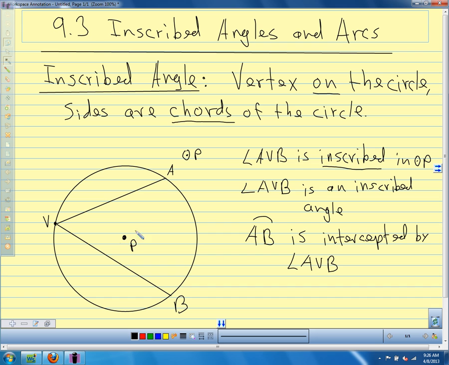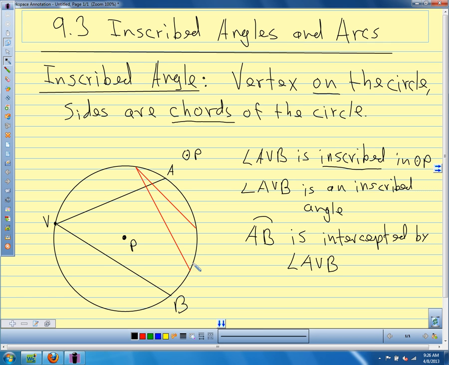And our inscribed angle, the center doesn't have to be in the middle of the inscribed angle. We can make an inscribed angle that's really small. I could draw another one over here like so. So the center doesn't have to be inside the inscribed angle. That would also be an inscribed angle. So as long as our vertex is on the circle, we have an inscribed angle.